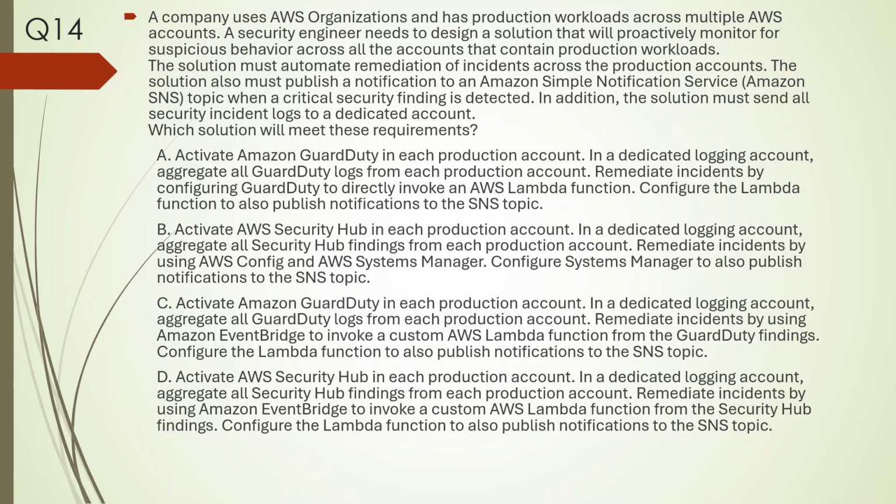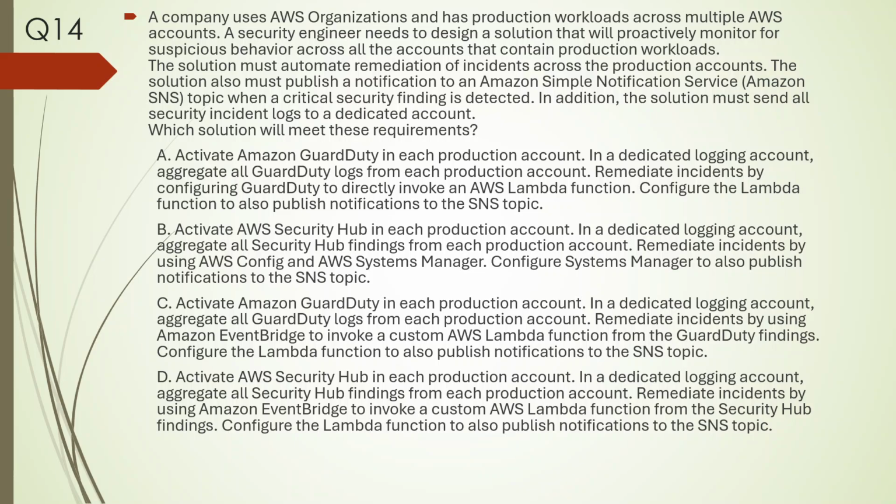So we have AWS Organizations. Okay, we have multiple accounts and we're using AWS Organizations. That was what is required. So letter A: activate Amazon GuardDuty in each production account. In a dedicated logging account, aggregate all GuardDuty logs from each production account. Remediate the incident by configuring GuardDuty to directly invoke AWS Lambda. Configure the Lambda function to also publish notification to the SNS topic.